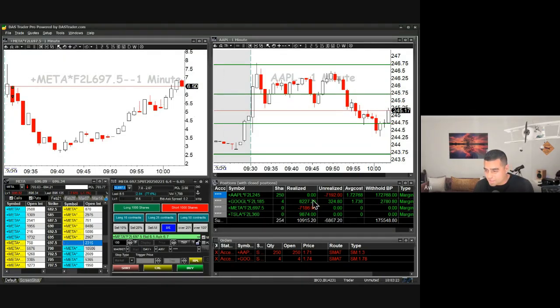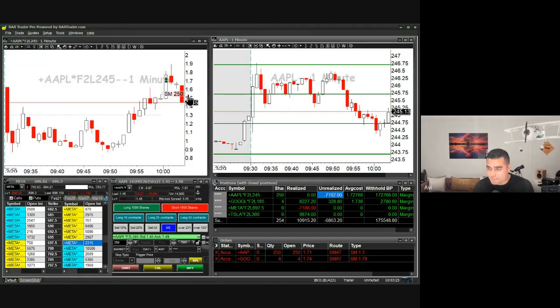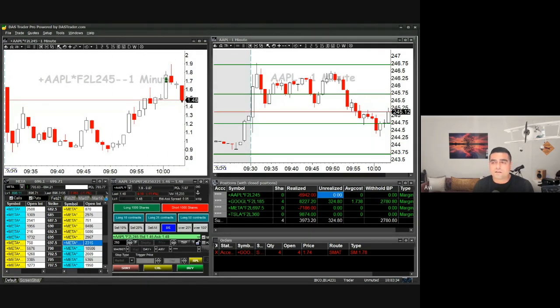Okay, Apple should stop me. Did it stop me? Oh, it didn't stop me. No, the stop was too wide on that. So the position size was right on Apple, but the stop was wide. So, oh well. The Apple one was a no-go. I got an eye on Meta for the short.